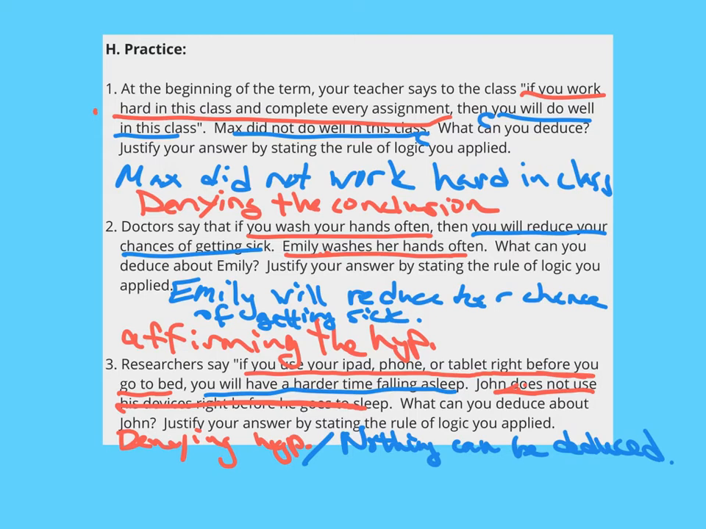So we looked at 3 examples. An example where we denied the conclusion, which allowed us to negate the hypothesis. We looked at affirming the hypothesis, which allowed us then to deduce that the conclusion was going to follow the same as the actual if-then statement. And in statement 3, we weren't able to conclude anything because the specific example was denying the hypothesis.